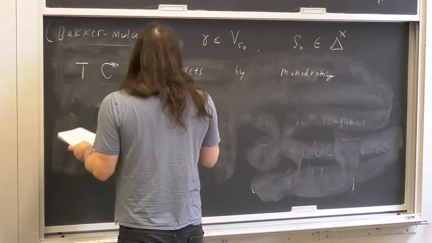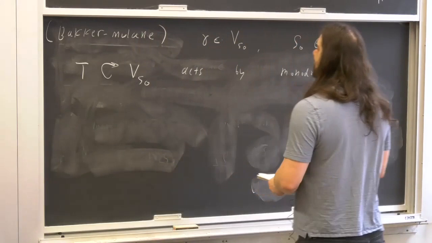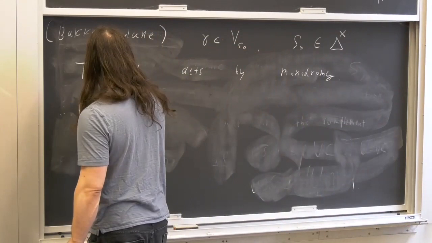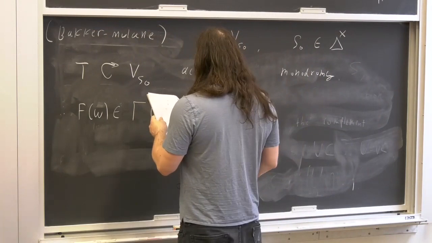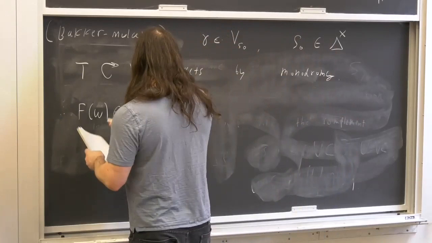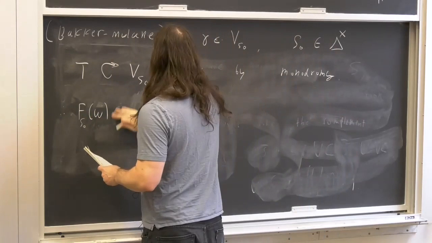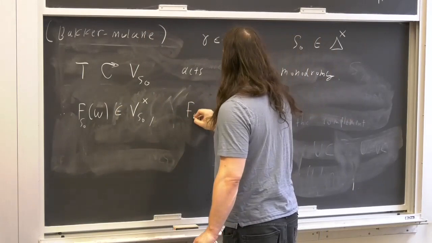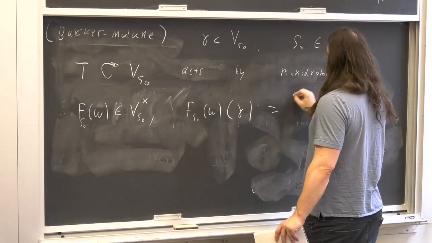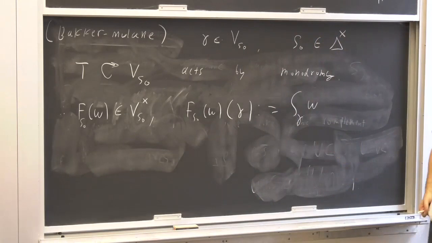And we can integrate our differential form omega against any cycle inside V_{s0}. And so we can get F of omega as a global section of the dual here. Well, at least at s0. Let me say it this way. Sorry, I apologize. So let's call F_{s0} omega to be an element of the dual space, such that F_{s0} omega applied to gamma, by definition, is just the integral of omega along gamma.